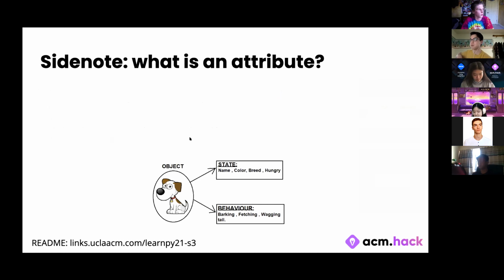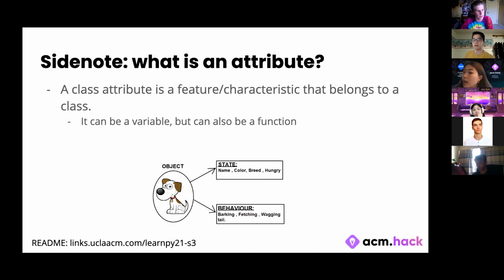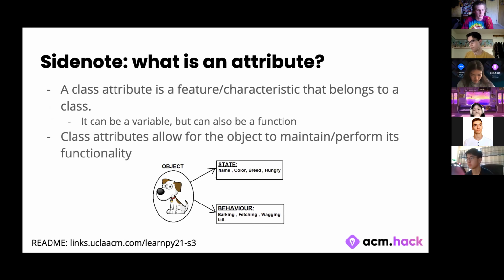Okay, and then each class also has attributes attached to it. Let's go over quickly what an attribute is, because I've definitely said that a couple times so far. A class attribute is a feature or characteristic that belongs to the class. It can be a variable, but it can also be a method. Attributes allow an object to maintain and perform its functionality. So every attribute in a class allows the class to do something. For example, if our class is dog, to maintain its state, some of its attributes could be its name, its color, its breed, whether it's hungry or not. Those would be variables.